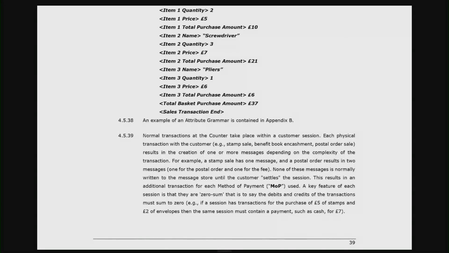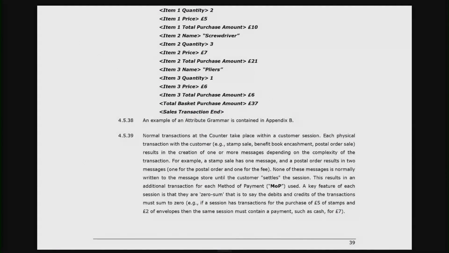Yes. So what this is indicating is that as the clerk is transacting the business on the counter and adding in different items to the transaction, there's no need to record this information until the transaction has become official by settling it, by receiving some form of payment. So that's what I'm trying to communicate here. And so the stamp results in 1 message, but the postal order results in 2 messages. Can you just explain that?